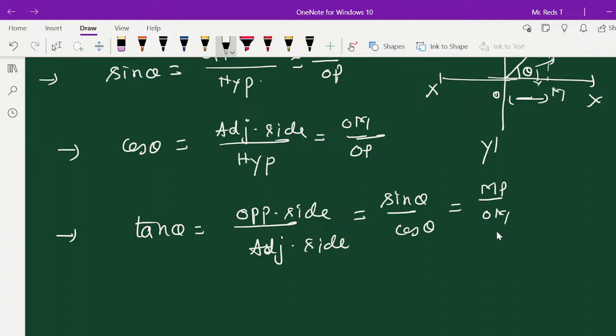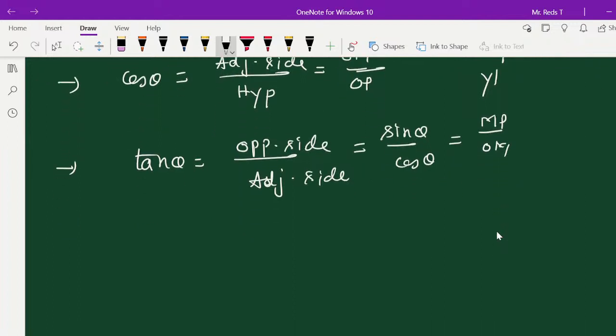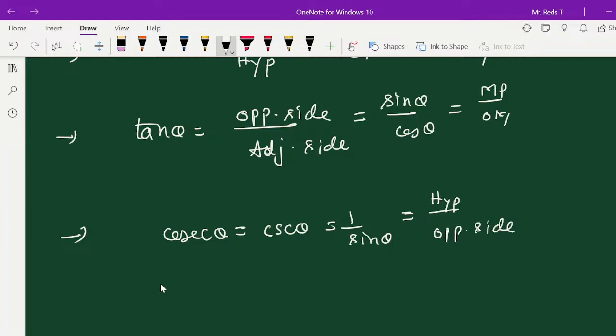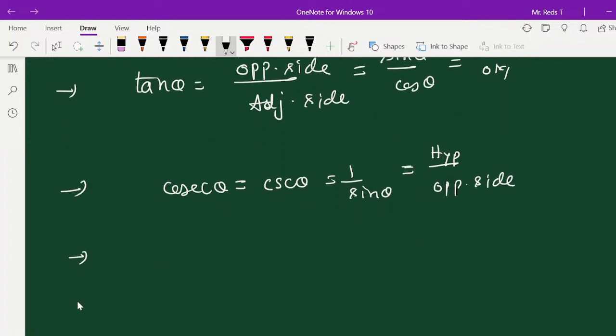Then you have to simply remember the reciprocal of sin, the reciprocal of cos, and the reciprocal of tan. The reciprocal of sine is cosecant. Cosecant theta can simply be written as CSC theta. Cosecant theta is nothing but the reciprocal of sine theta. Sine theta is opposite side by hypotenuse, so the reciprocal is hypotenuse by opposite side. Then another one is secant theta.